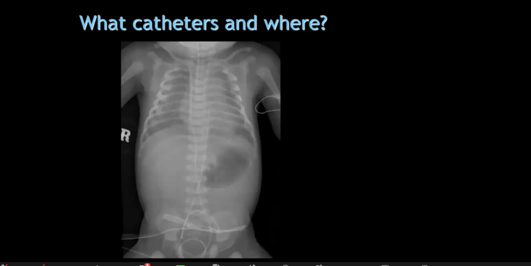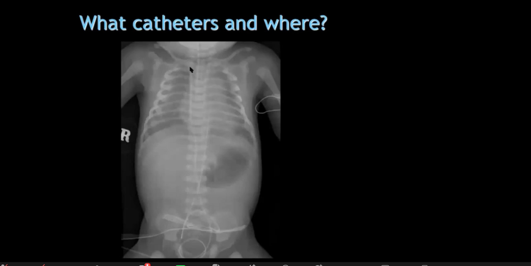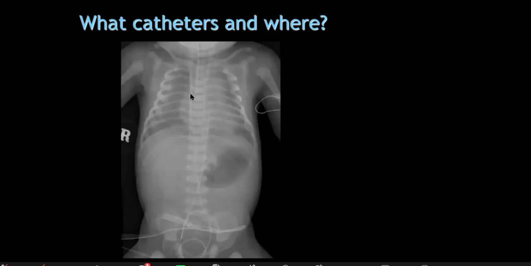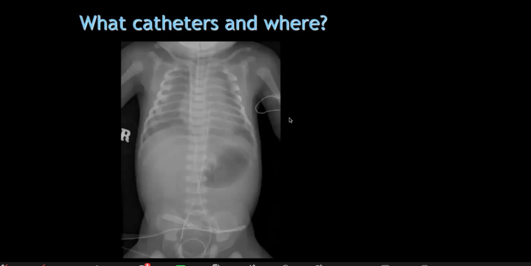Wonderful. See, this is at T8, isn't it? So it is normal, isn't it? Yes. Okay. So this is normal. And this is the UAC or UVC? UVC. Where do you think it is going? It's in the superior vena cava, brachiocephalic.